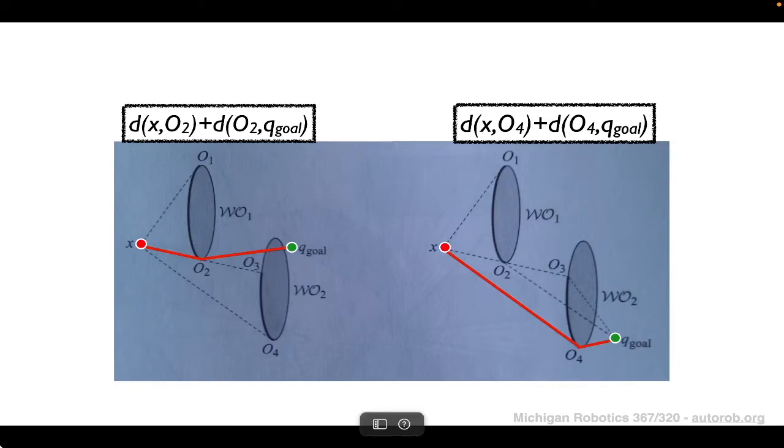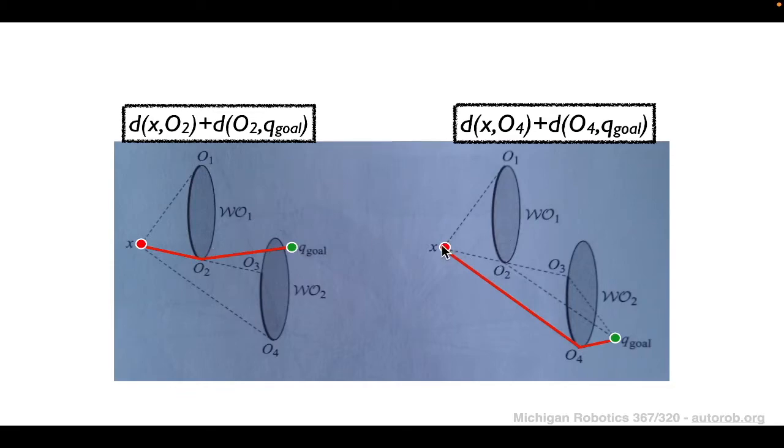So let's then look at what this heuristic might look like for a few different potential obstacle extents that a robot could move towards. Potentially, in this case, our robot can see obstacle extent O1, obstacle extent O2, obstacle extent O3, and obstacle extent O4. So for O2, it would calculate the heuristic as this distance from its current configuration to O2, which is here, plus the distance from O2 to the goal, which is shown here.